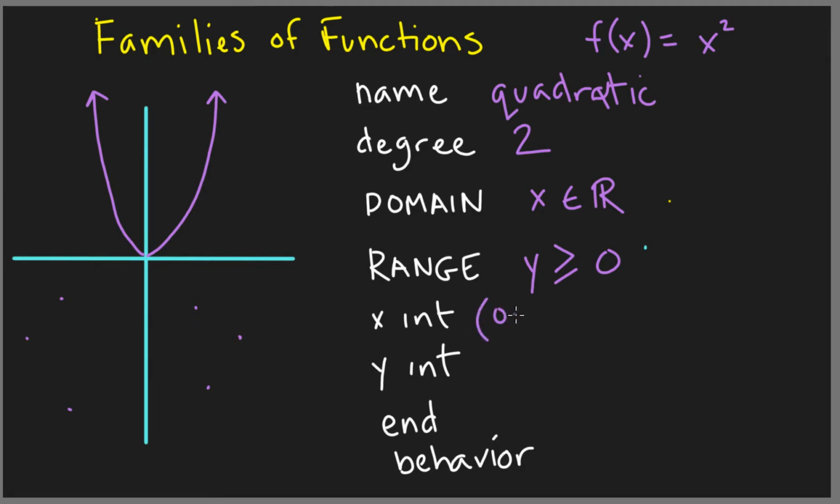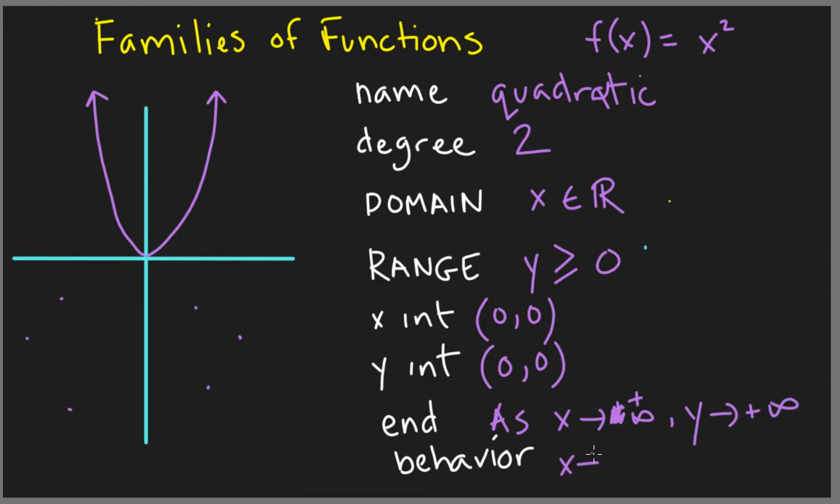X-intercept, again, my vertex for y is equal to x squared is 0, 0. That's going to make my y-intercept the same. End behavior, as x approaches positive infinity, y is going to approach positive infinity.